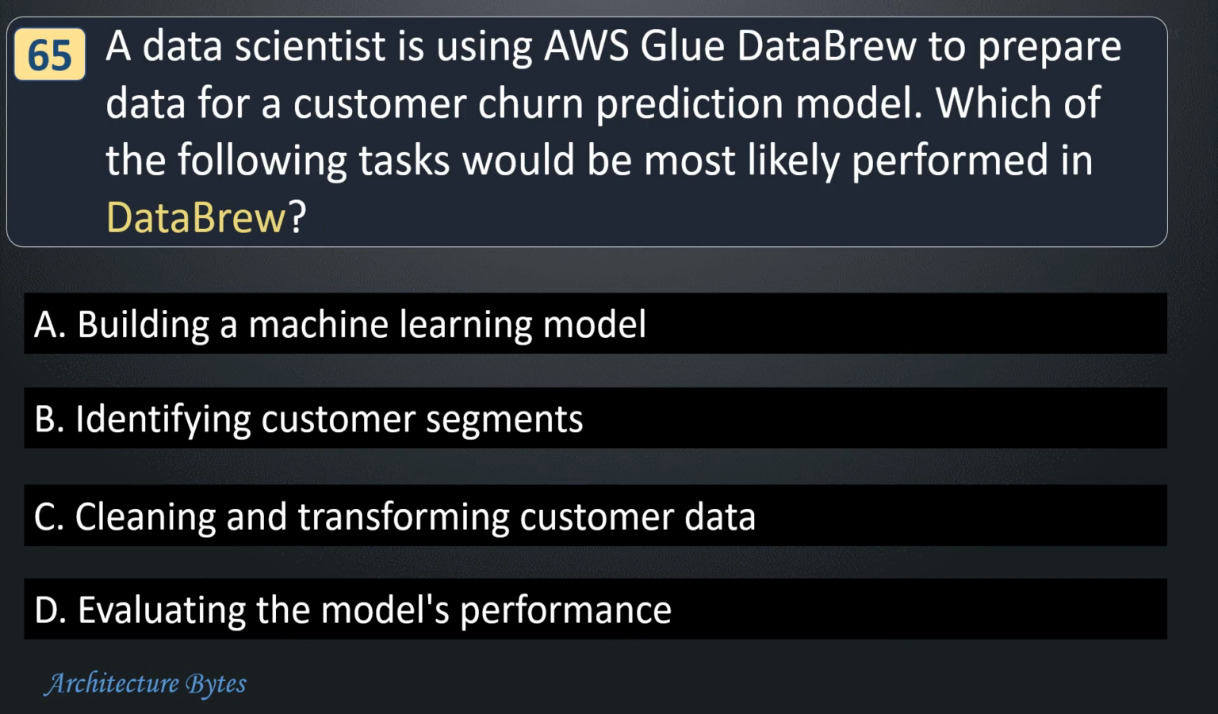A data scientist is using AWS Glue DataBrew to prepare data for a customer churn prediction model. Which of the following tasks would be most likely performed in DataBrew? Our options are A, building a machine learning model, B, identifying customer segments, C, cleaning and transforming customer data, or D, evaluating the model's performance.